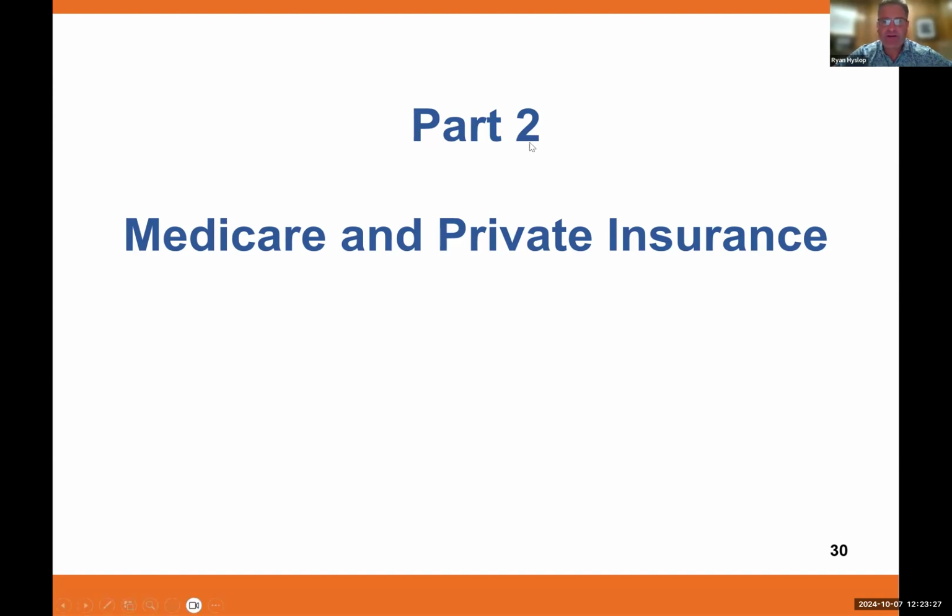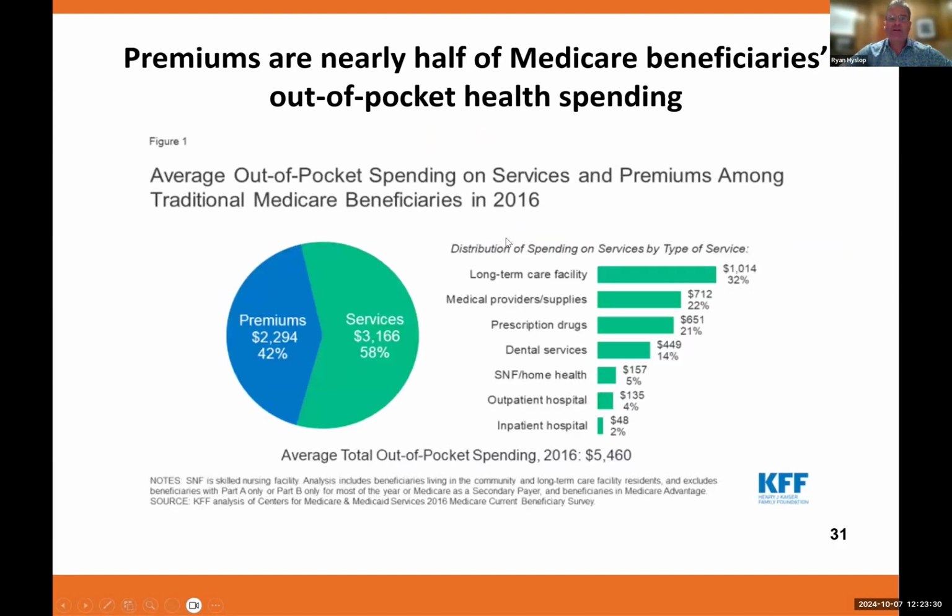Okay, great. Part two then, Medicare and private insurance. So premiums are nearly half of Medicare beneficiaries' out-of-pocket spending. This slide's a little old. It's about 7, 8 years old, but I don't think much has changed over the years.